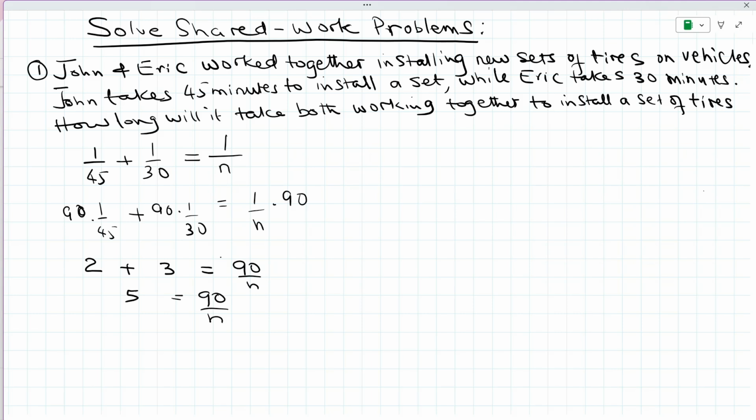And now to isolate n, we'll do it by multiplying everywhere by n. So multiply by n and multiply by n here. And eventually we'll have 5n is equal to 90. Then we divide by 5 on both sides of the equation, and we find that n will equal 18. And these will be the minutes. So that will be our answer.